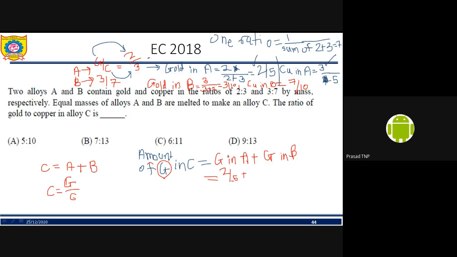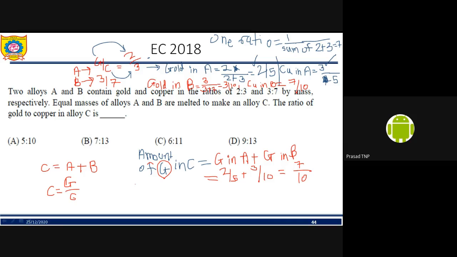Plus gold in B is 3/10. If you solve this, you will get the value. The denominator we will make 10 common, so 7/10. How? The first fraction is 2/5. So to make the denominator 10, we have to multiply both the numerator and denominator by 2. So it is 4 plus 3, 7/10.